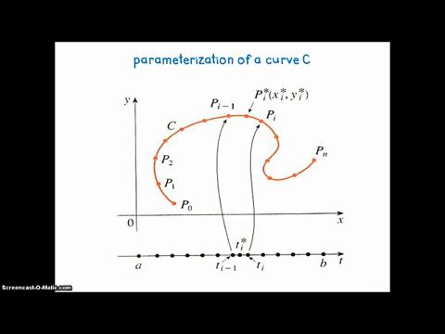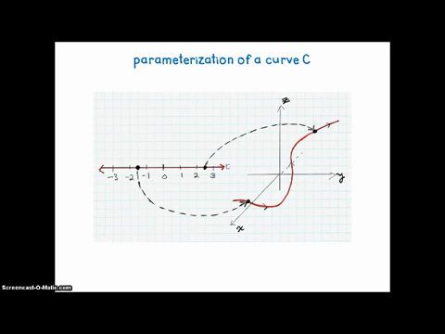Okay, so let's look at the parameterization of a curve in 2 dimensions. So we have a timeline, we used to think about this as time, where we parameterize a curve by assigning to x and y a function of t. So this is a picture of how that works in 2 dimensions.